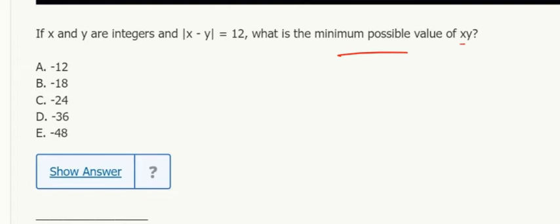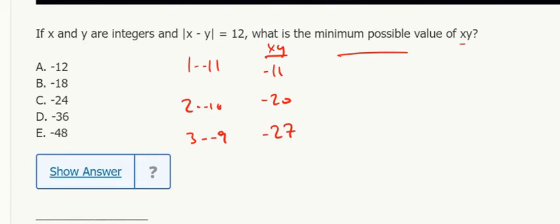Now, if I have x minus y, let's just play around with some possible values. So it could be 1 minus negative 11, in which case xy is negative 11; 2 minus negative 10, in which case xy is negative 20; 3 minus negative 9, in which case xy is negative 27.